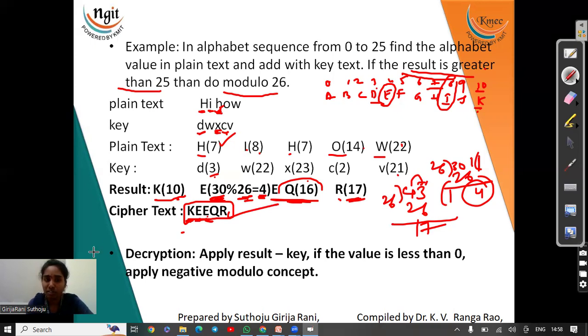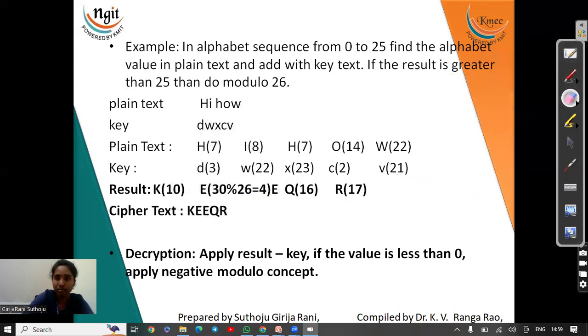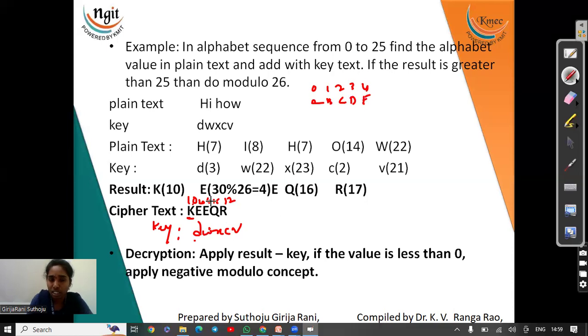Got this? For the decryption process at the receiver, what should we do? Apply the operations in reverse order. If we get a result less than 0, we have studied in the mathematics of cryptography how to deal with negative modulo values, so we have to apply that. Let us see. We have K here, and the key value is DWXCV. K is 10, as we saw just now. The ciphertext values are 10, 4, 4, 16 and 17.